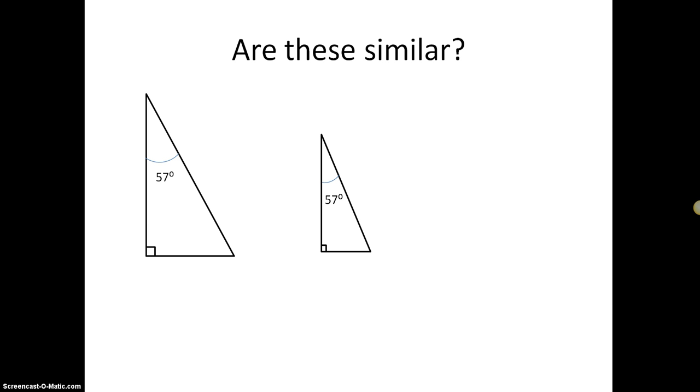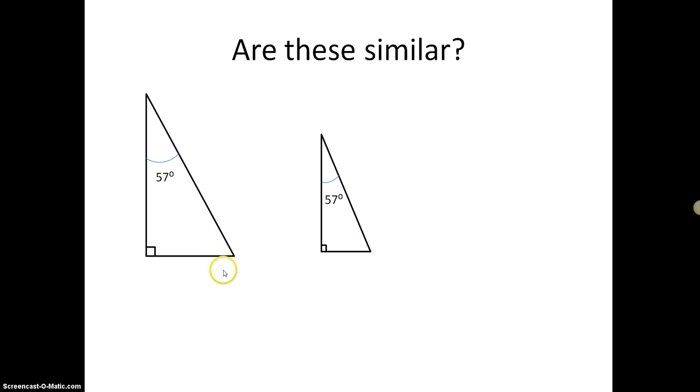All you have to do is make sure that you have three congruent angles. So in this case, these are going to be congruent because as you'll see, this 90-degree angle is the same as this 90-degree angle, so they're both 90. This 57-degree angle is going to be the same as this 57-degree angle. And because we know that all angles of a triangle add up to 180 degrees, we know that these third angles have to be the same.